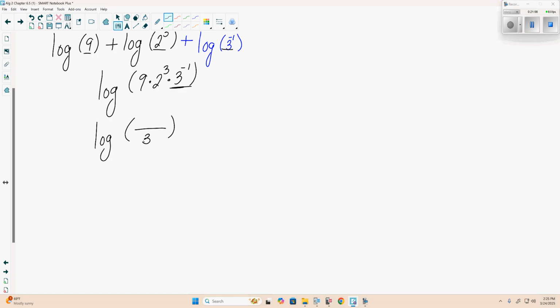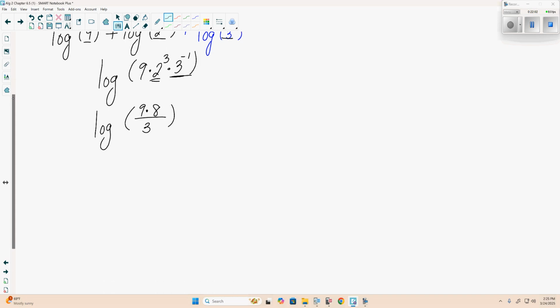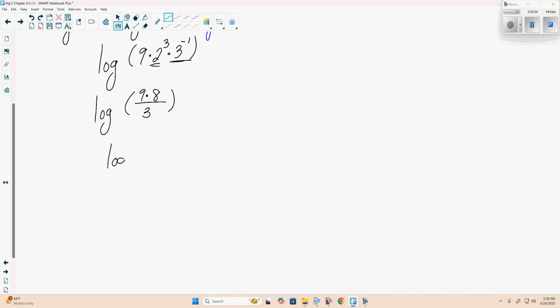On top, we still have the 9 times, well, 2 to the third is 8. Well, 9 times 8 divided by 3, that's simplifiable. Well, 9 divided by 3 is 3. 3 times 8 is 24.